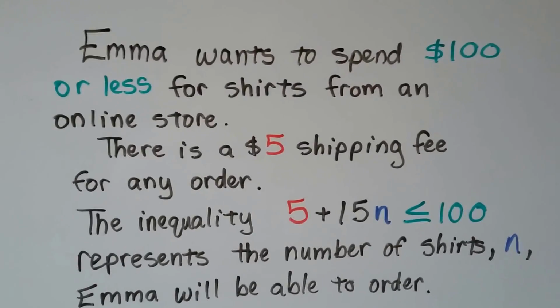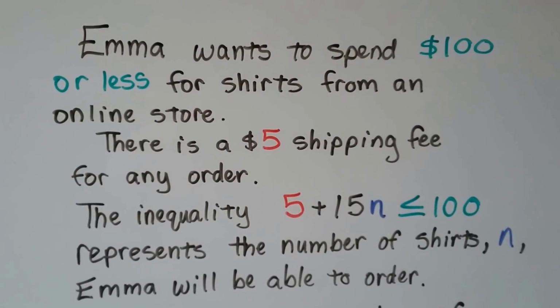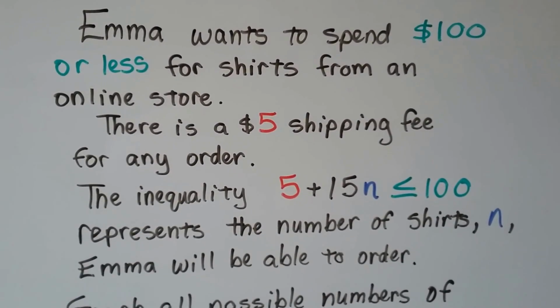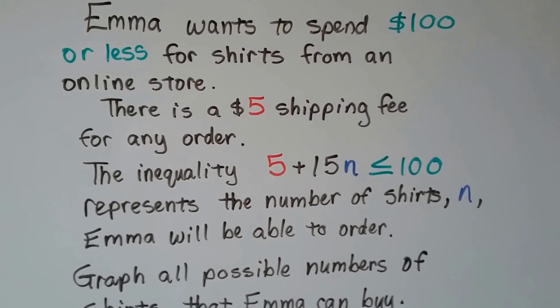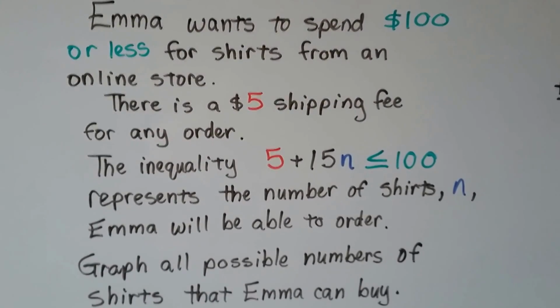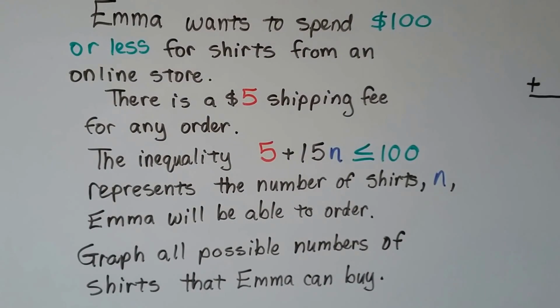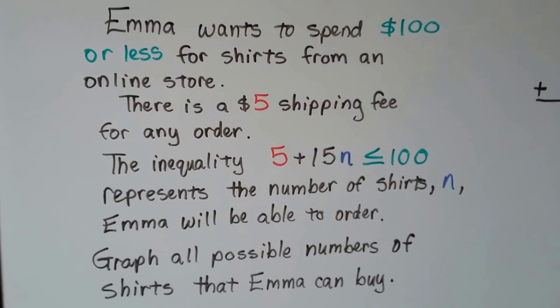Emma wants to spend $100 or less for shirts from an online store. There's a $5 shipping fee for any order. The inequality, 5 plus 15n is less than or equal to 100, represents the number of shirts, n, Emma will be able to order. Graph all possible numbers of shirts that Emma can buy.